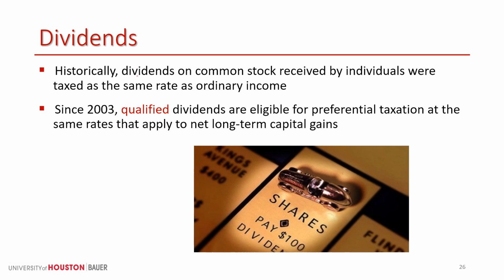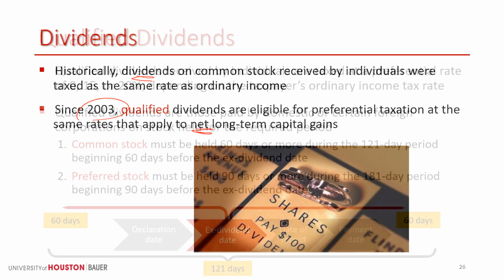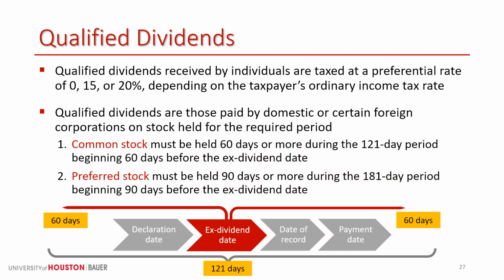Now, historically, dividends were always taxed just like any other sort of ordinary income, such as interest. But since 2003, they've received preferential treatment. They've been in parity with long-term capital gain tax rates. However, dividends have to be qualifying in order to receive that favorable treatment. So qualifying dividends are those paid by domestic and certain foreign corporations, and the shares have to be held for a required period of time. So again, they're paid out of earnings by domestic and certain foreign corporations. And the holding period is not particularly difficult.